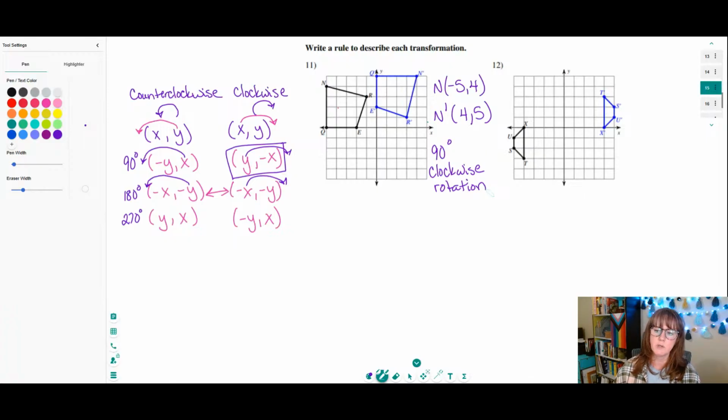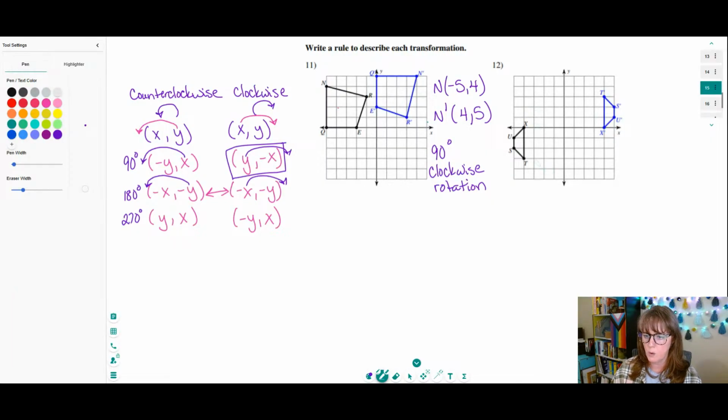All right, let's look at number 12. So again, I'm just looking visually to see when the images are diagonal to each other between the different quadrants, that signals to me 180 degrees. And 180, you can write clockwise or counterclockwise. They're both the same thing. When it's 180, we normally just say a 180-degree rotation. But let's go ahead and confirm that with one of the vertices.